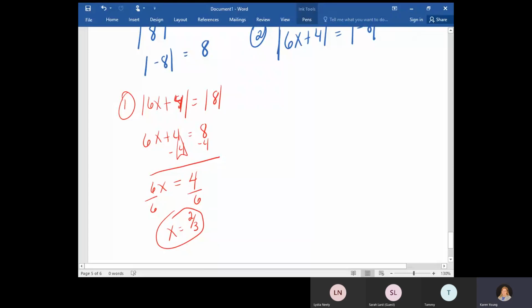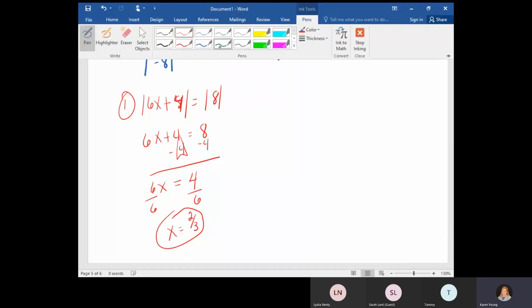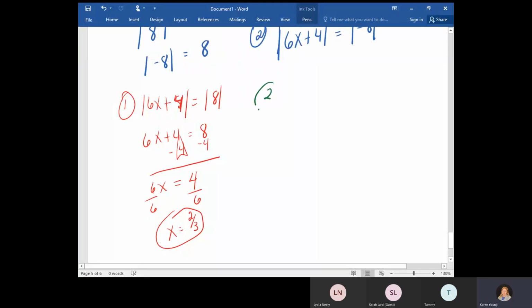When x equals 2/3, then it's the absolute value of +8. So let me go up here, change my pen color. Let's go to green. So we'll do number 2 in green. If I take the absolute value of 6x plus 4 equals the absolute value of -8, because the absolute value of -8 is still +8. Mark it just like I did the other one. Drop all the absolute value bars. So now I have 6x plus 4 equals -8.